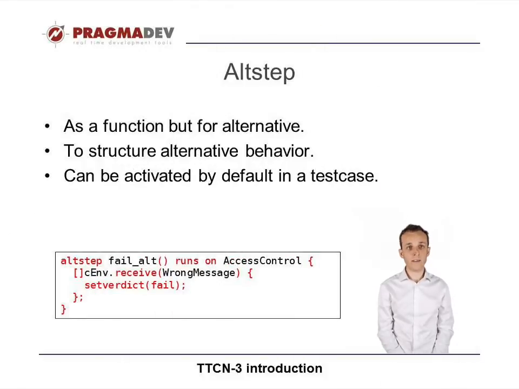Alt step can be seen as a function, but only for alternative. An alt step can be activated at the start of a test case, and the branch defined in this alt step will be added to all alternative statements in the test case. In this example, if the alt step fail alt is activated, a new branch testing the reception of the message wrong message will be added.